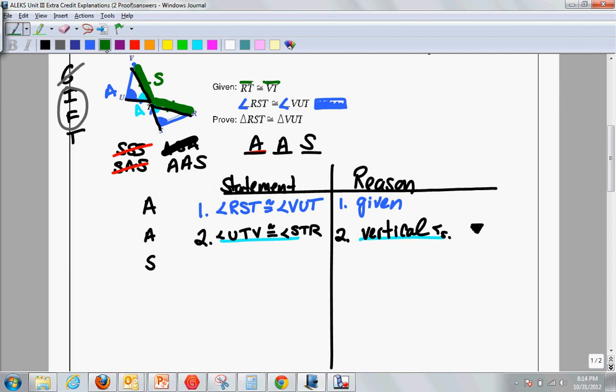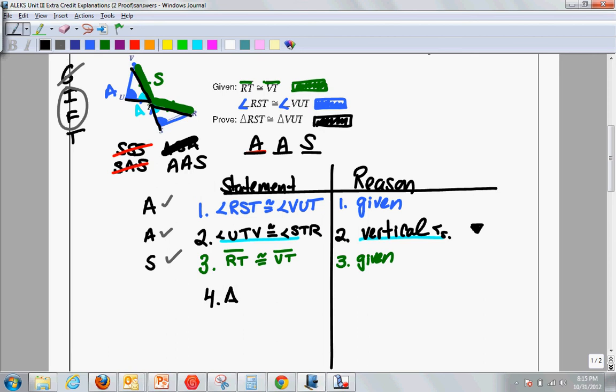Then our side is the given, so we hit the send to proof button. We get here 3. The RT, make sure you use the segment symbol, is congruent to VT, again, use the segment symbol. And for the reason, it's going to say given. Now look, you have sufficient information: angle, angle, side. So now this last one, we hit send to proof button.